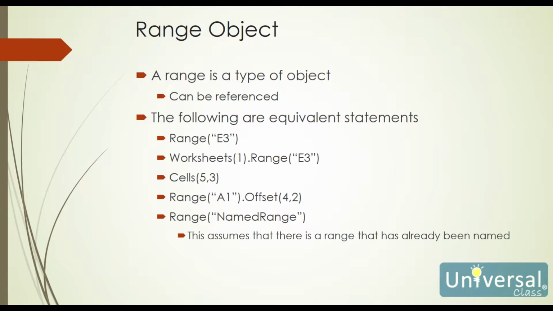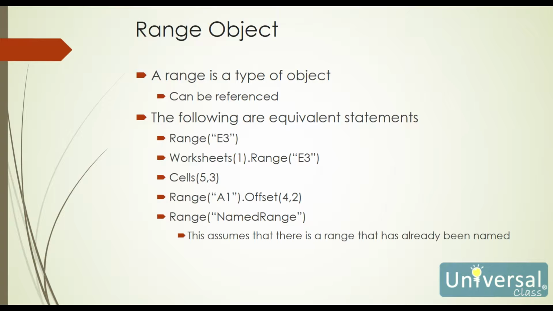A range is a type of object. It can be referenced as an object. We can stick to our noun.verb structure. A range can be a single cell or it could be a range of cells. So it could be just the cell A1 or it could be the cell A1 through D5 and all of the cells in between. A range in Excel is a rectangular shaped area that contains one or more cells.